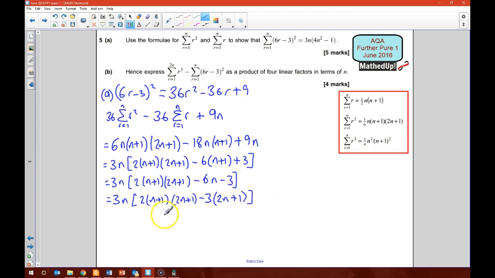Okay, now what you might notice here is that I've got another common factor, because 2n plus 1 is a factor of this term and this term here, so I can bring it outside of my square bracket. So I've got equals 3n times 2n plus 1, and then inside my brackets now I've got 2 times n plus 1 take away 3.